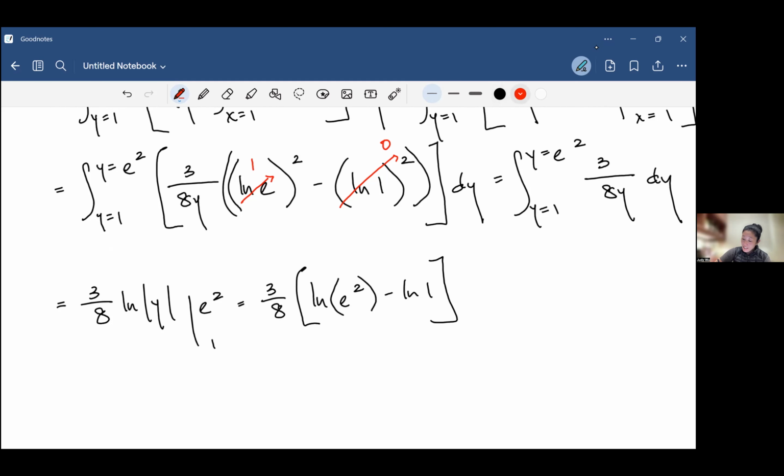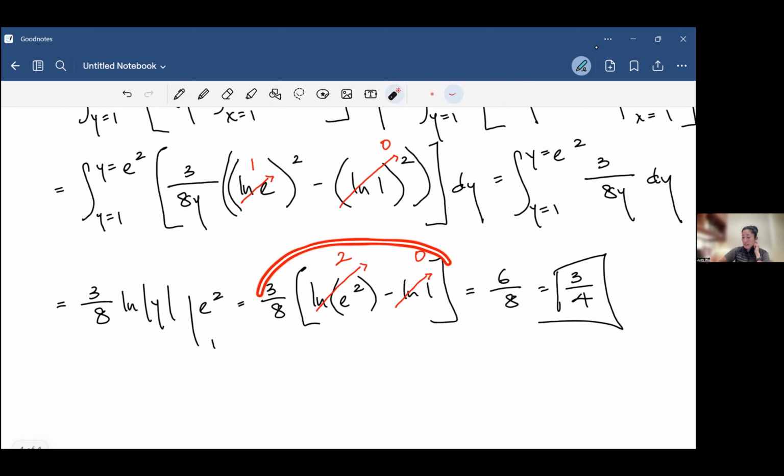And again, like last time, natural log of 1 is 0. That's really nice. And it turns out that natural log of e squared is 2. And so we end up with 6 over 8, or we could say 3 over 4. Okay. Now on an exam, if you left it like this, 3 over 8 times natural log of e squared minus natural log of 1, that would also be fine. Okay. This is sort of like a little extra bonus simplification level.